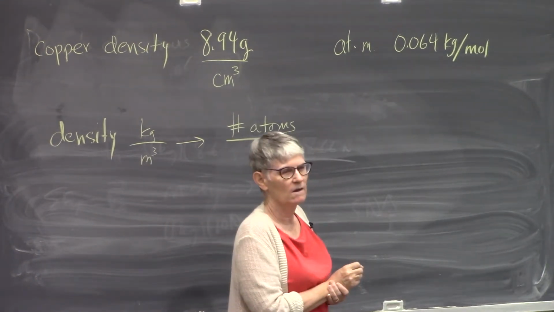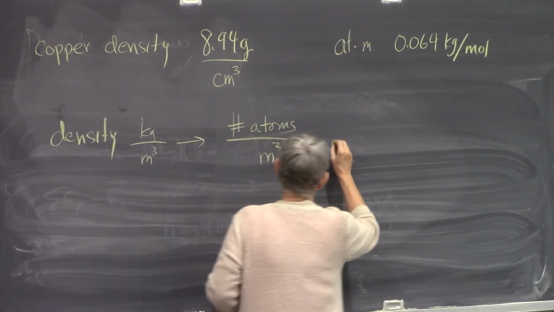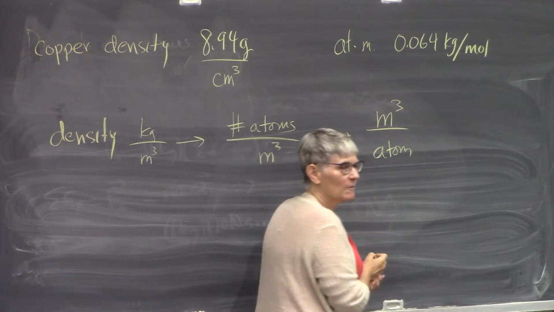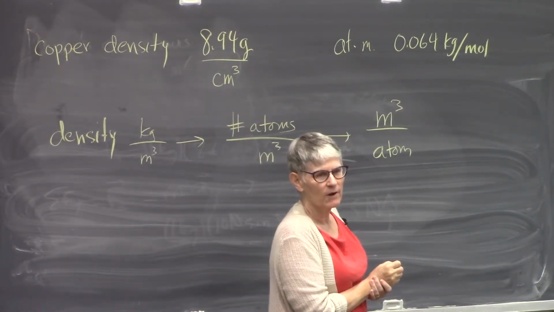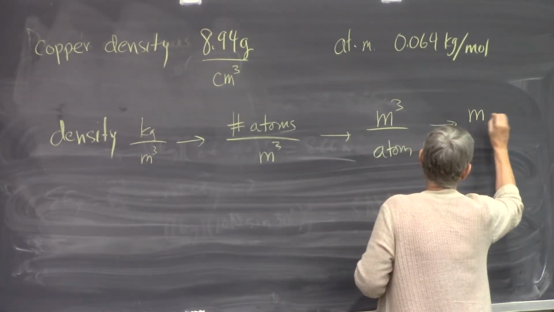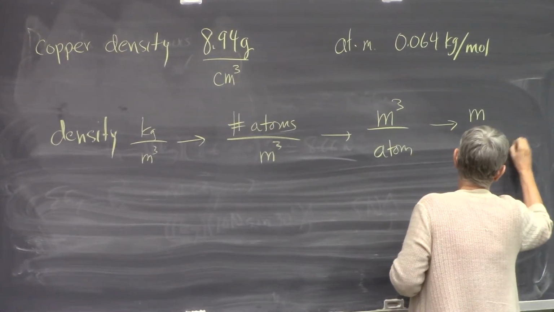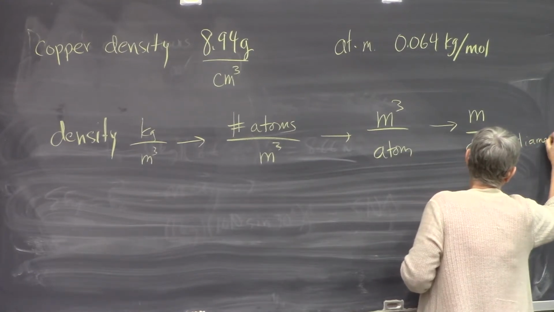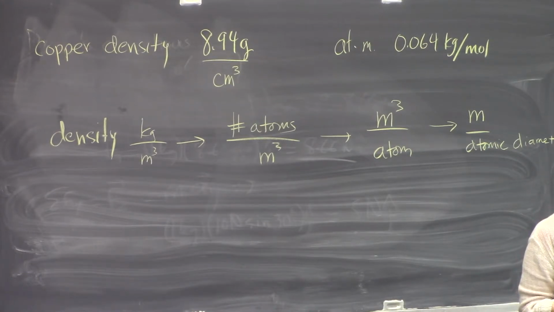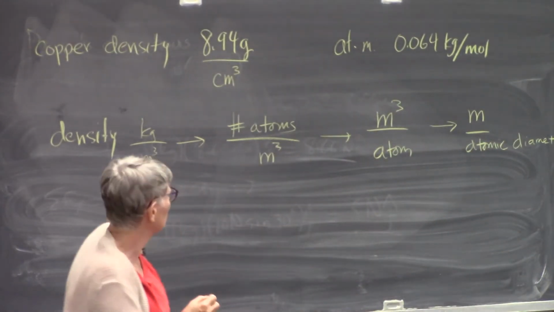So if we get the number of atoms per cubic meter, then we could actually take this quantity and turn it upside down, get the volume of one atom, right? And if we do that, we can just take the cube root to get meters per atomic diameter, the number of meters in the side of that cube there, right? Basically. Okay, so let's do this.